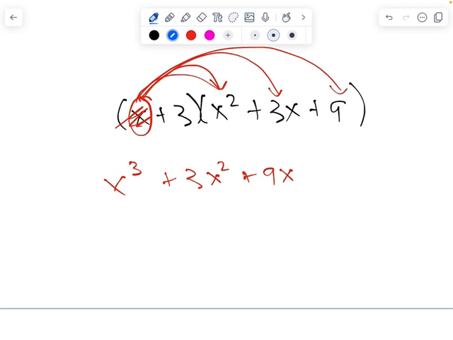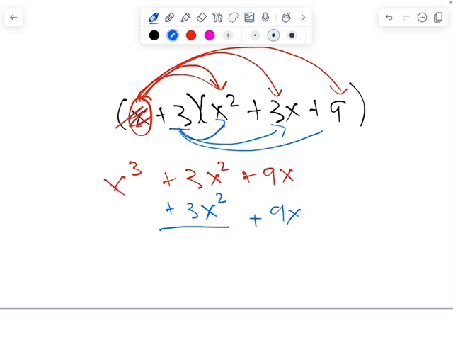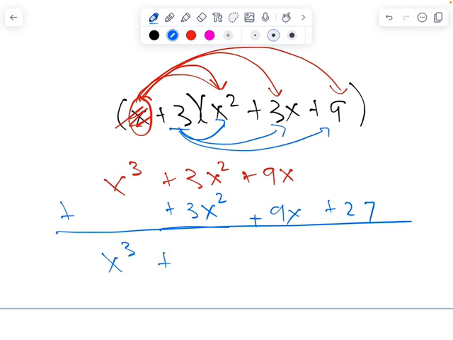So now we're going to use this other term, that's 3, and it's going to hit this guy. And that's going to give us a 3x squared. Now you'll notice I'm writing it directly underneath our other x squared term. That's going to give us 9x. And this is going to give us 27. So now we add those terms up. That's going to give us x cubed. 3 and 3 gives us the 6x squared. This gives us the 18x, and this gives us the 27.